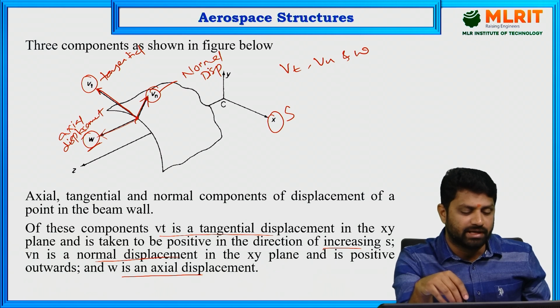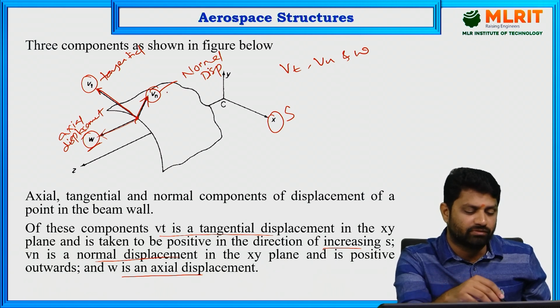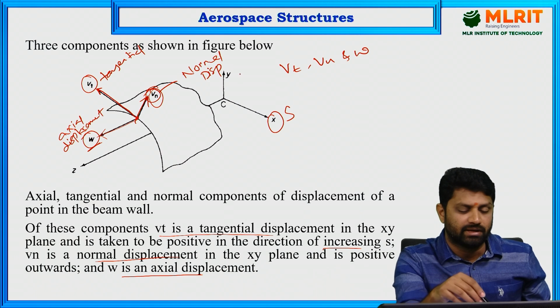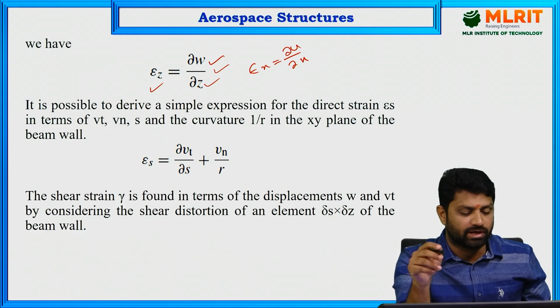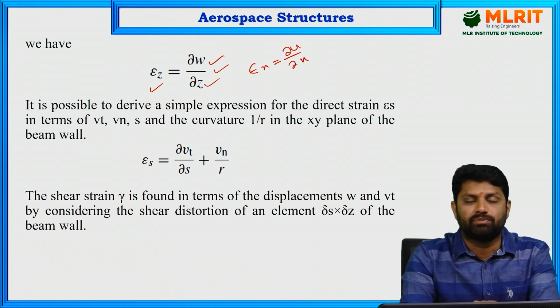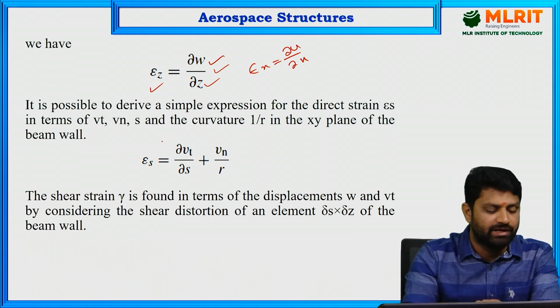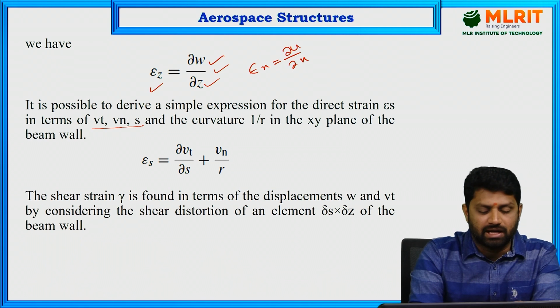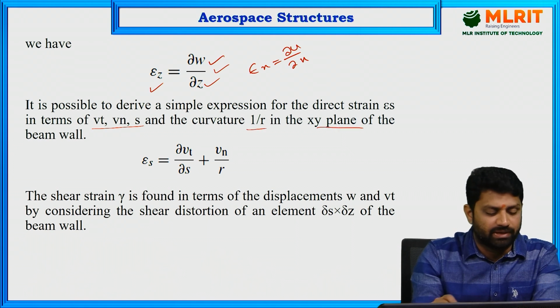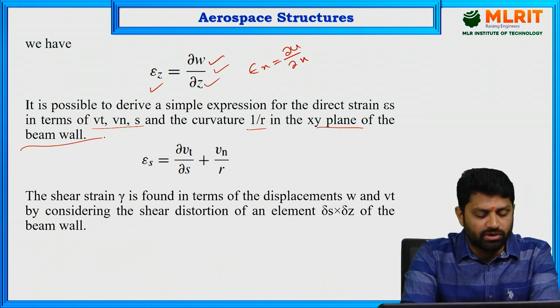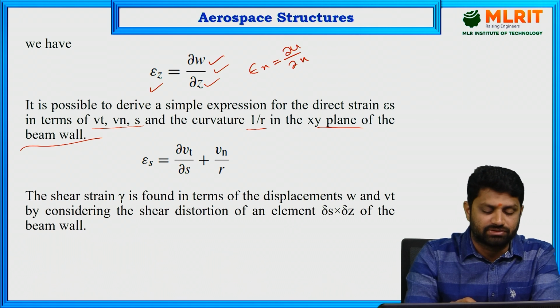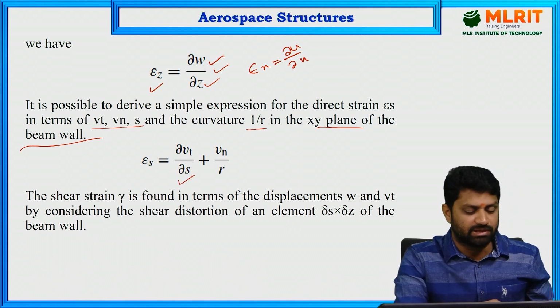You write the tangential direction, followed by the normal direction, in the x axis as well as the y axis. Therefore it is possible to derive a simple expression for the direct strain epsilon s in terms of Vt, Vn and S, and the curvature 1 by r in the xy plane of the beam wall. Now epsilon s, the direct strain, is first dou Vt by dou S.